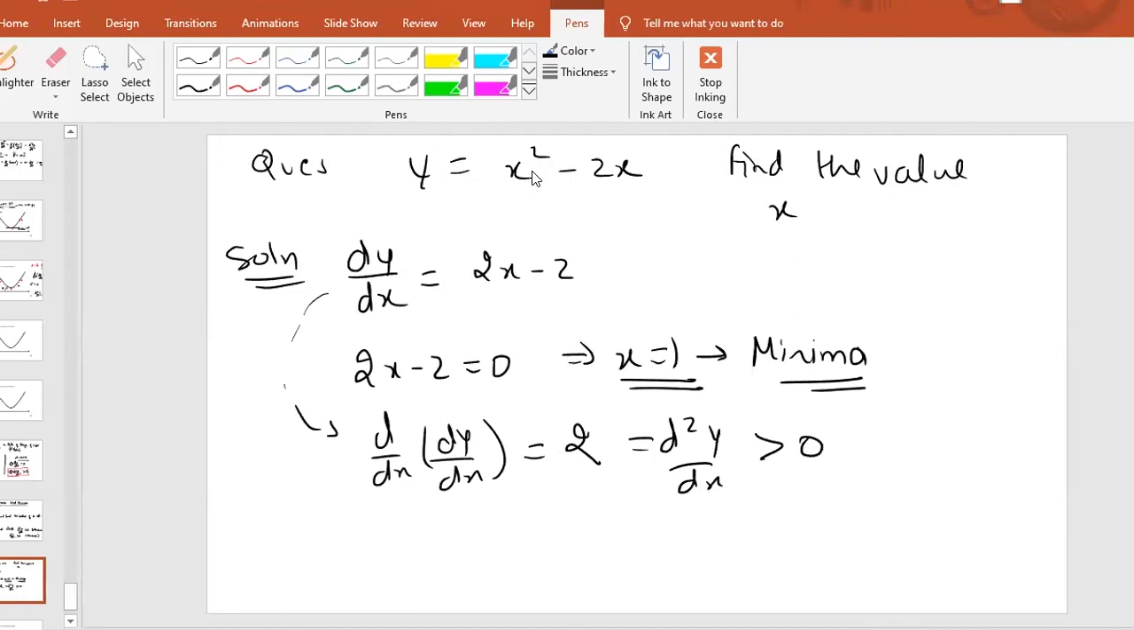y is given as x square minus 2x. Differentiation of y with respect to x will be 2x minus 2. Directly I am solving here. 2x minus 2, then differentiate dy by dx with respect to x. We'll get 2, which is greater than 0, which means at x equal to 1, we have the minimum condition.